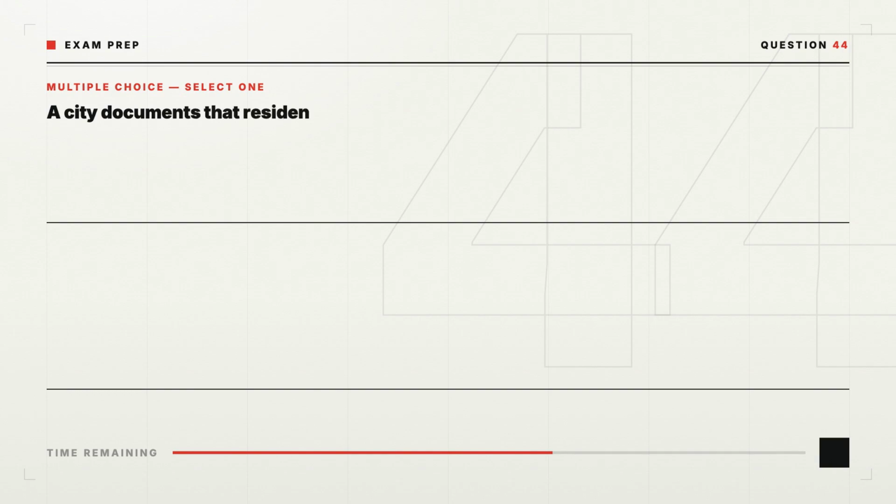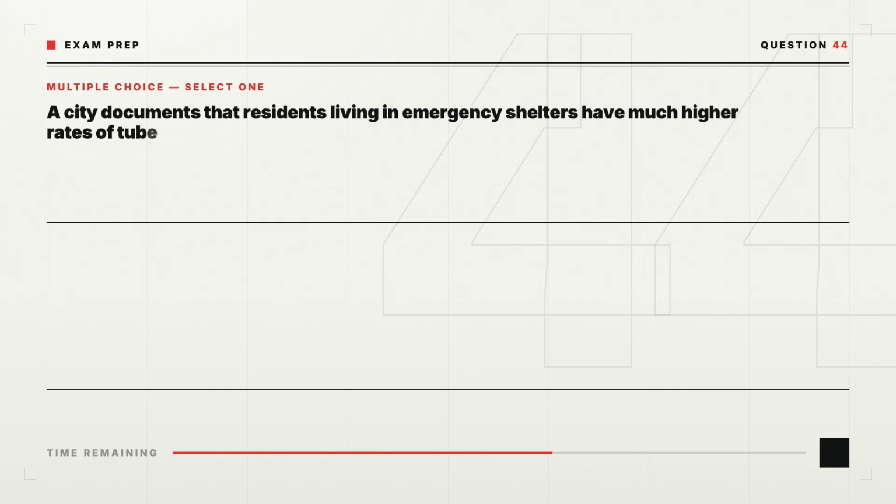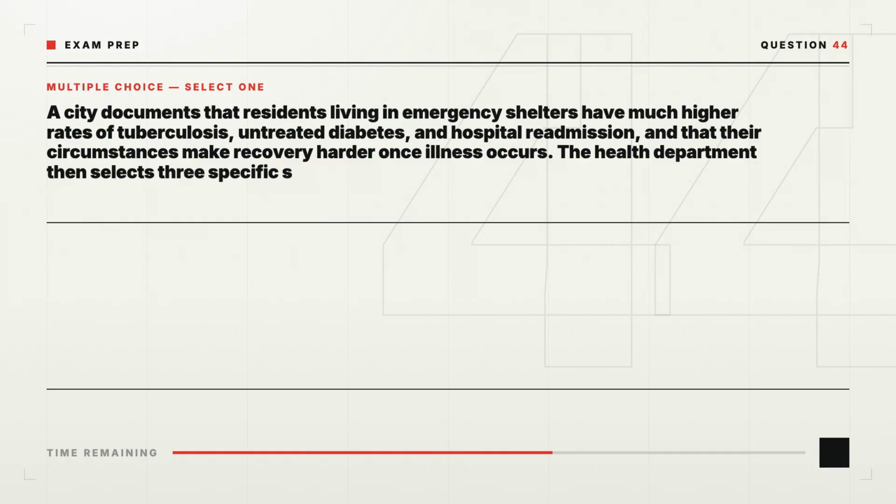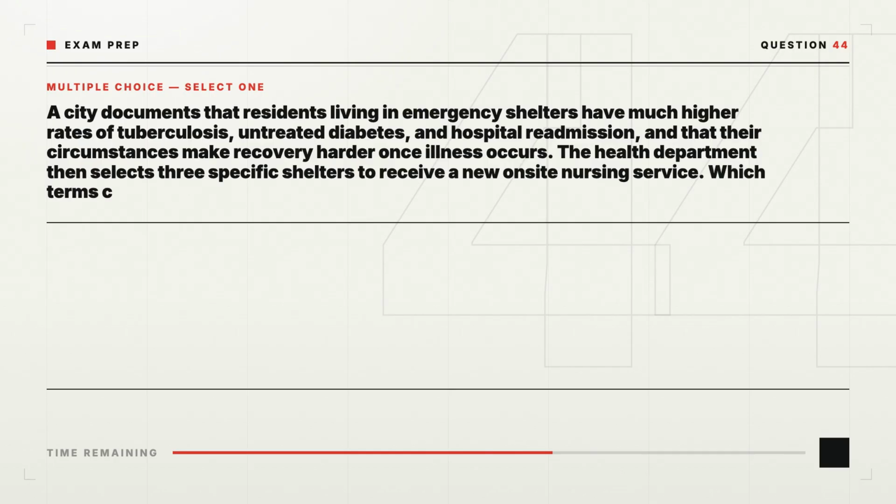Question 44. A city documents that residents living in emergency shelters have much higher rates of tuberculosis, untreated diabetes, and hospital readmission, and that their circumstances make recovery harder once illness occurs. The health department then selects 3 specific shelters to receive a new on-site nursing service. Which terms correctly describe the group and the 3 shelters?